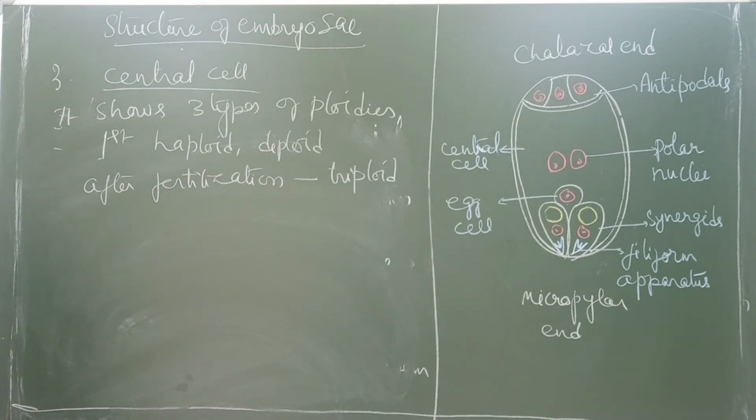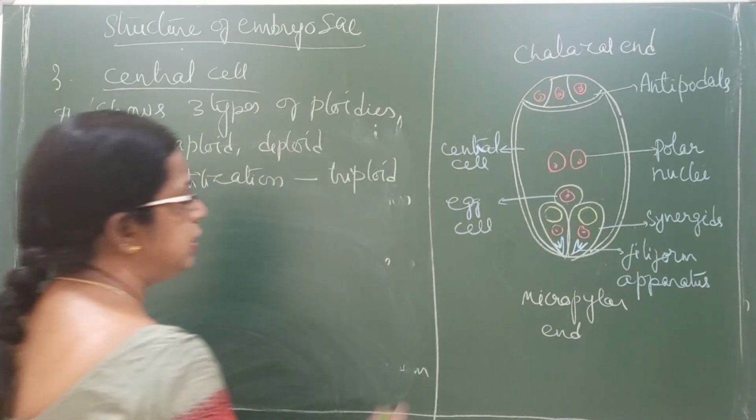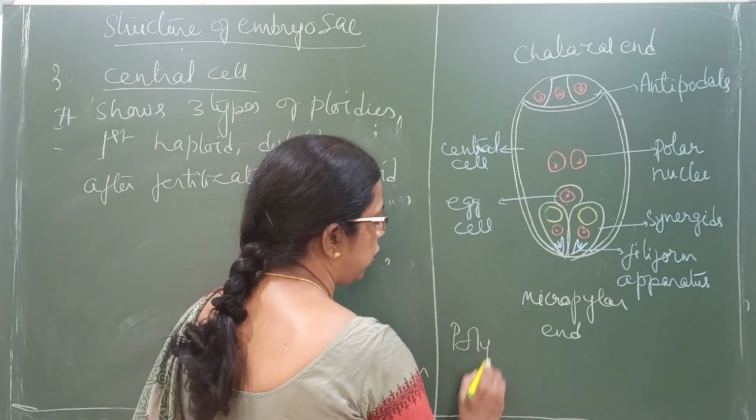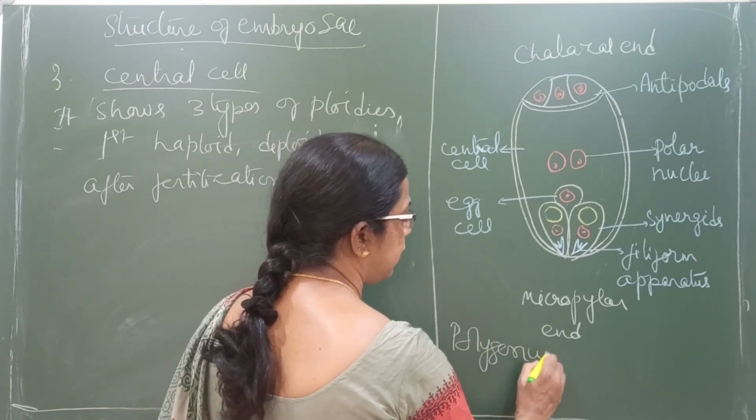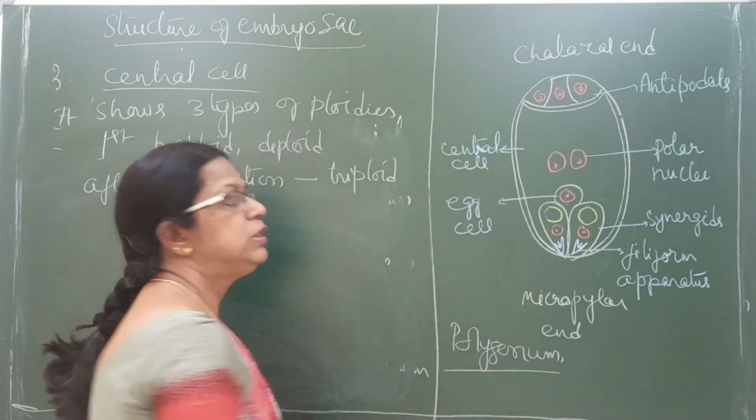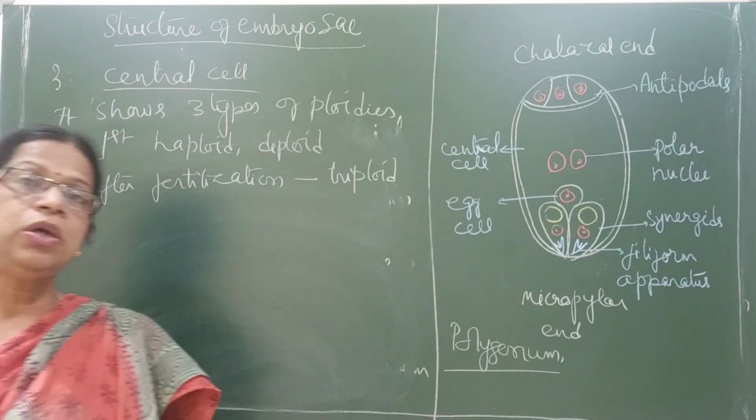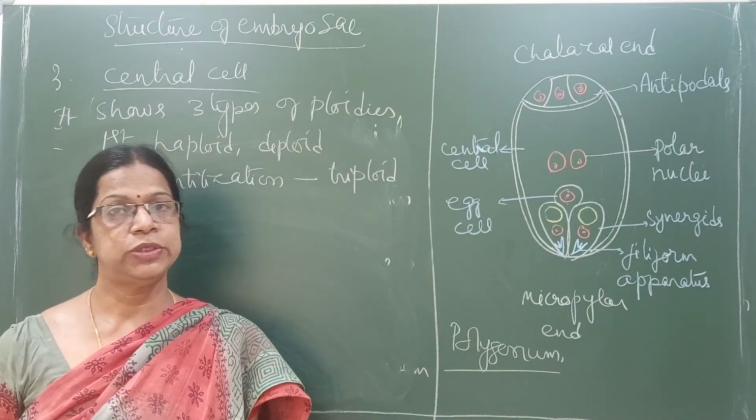So this is the structure of a mature embryo sac. This embryo sac is also called the polygonum type of embryo sac, because it was observed for the first time in polygonum. It is also called a monosporic embryo sac.